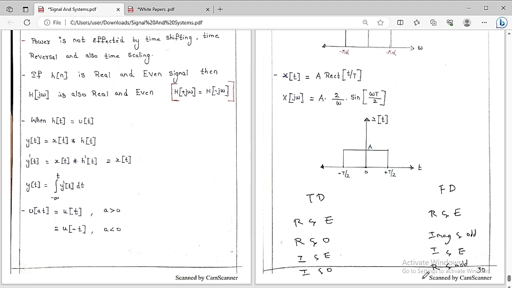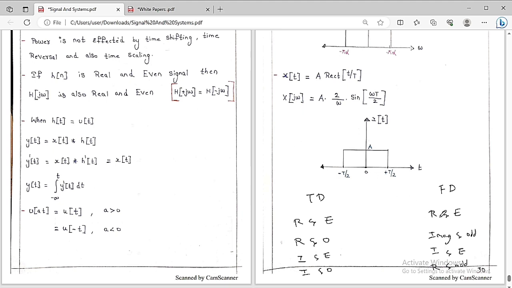And the remaining thing is same as it is. Here even means here even, here odd means here odd. Only these things we are going to replace, only these things we are going to interchange. That's it. So in this case, if h of n is real and even signal, then h of j omega is also real and even.